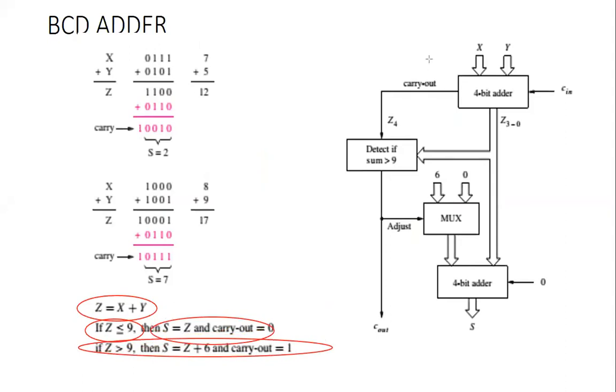Now this BCD adder, suppose if we want to add hexadecimal digits and obtain the result in BCD notation, in those cases we can use this BCD adder. It will add 2 hexadecimal digits and give you the resultant binary coded decimal format. So let us see how this is working.